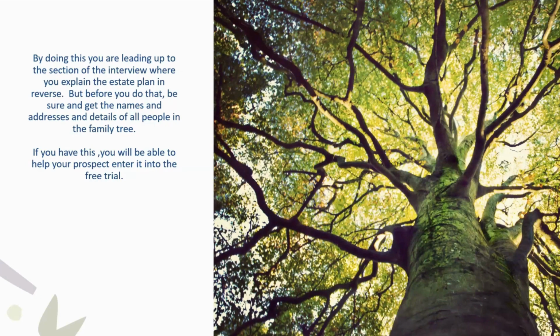But before you do that, be sure and get the names and addresses and details of all people in the family tree. When you draw circles the size of a quarter, get their name in there, get their birthday in there, find out what state they live in, get as much information as you can. Get your information in advance. What I do works pretty well. But if I can read it once the ink dries, that's my problem. So you have to learn to use better letters, block letters and things like that.